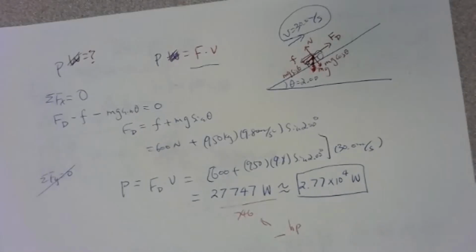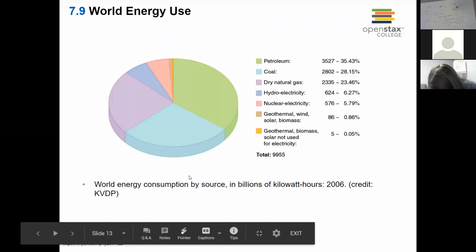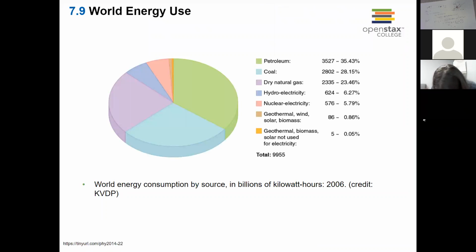All right. So if that answers your question, we'll move on to the last section of this chapter. It talks about world energy use. From this pie chart, you can see that energy we use around the globe comes from different sources. The first three sources here, petroleum, coal, and dry natural gas, are not renewable energies, but you can see those add up to be more than 85% of the energy we are using.